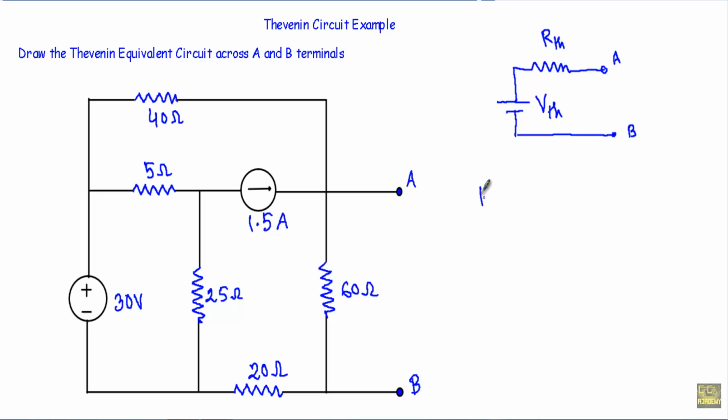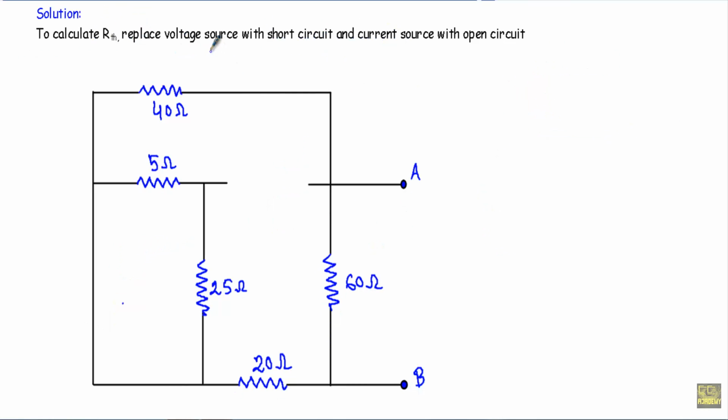That means I have to calculate the total Thevenin resistance RTH and the Thevenin voltage VTH. At first I will calculate Thevenin resistance RTH. When I calculate RTH across this terminal and this terminal, I will replace the current source with open circuit and this voltage source with a short circuit. To calculate RTH, replace voltage source with short circuit and current source with open circuit.